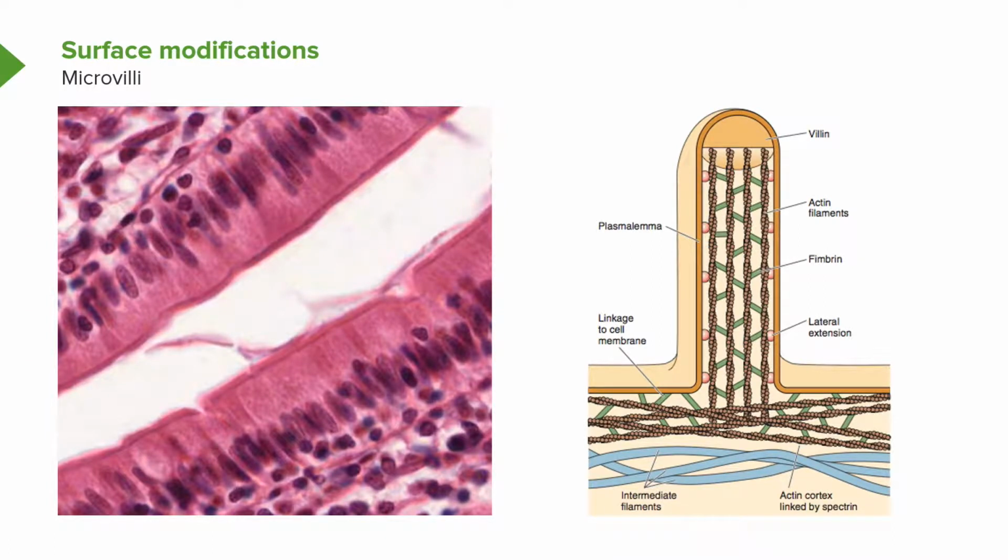On the right-hand side is a diagram illustrating the structure of these microvilli, or an individual microvillus. It has a central core of actin filaments, and those actin filaments project down into the apex of the cell and are connected to a parallel network of actin filaments called the terminal web.